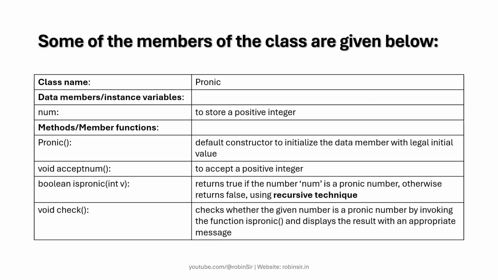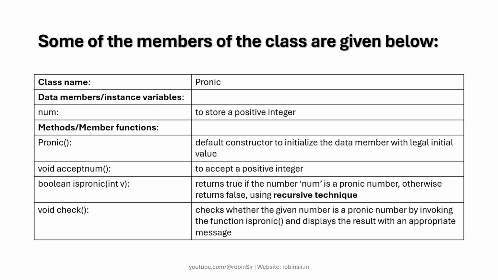These are the specifications of the class. The class name should be Pronic. It has a data member num to store a positive integer. It has a default constructor to initialize the data member. Then we have void acceptNum to input a positive integer.